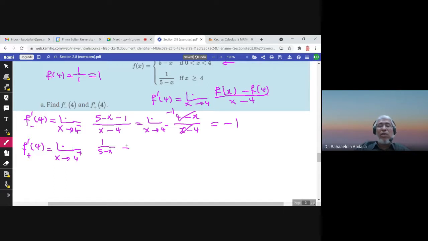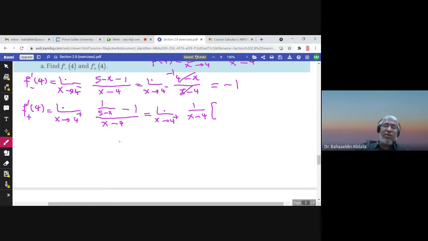Okay, minus f of 4, which is 1 over x minus 4. I applied this definition. I can take 1 over x minus 4 outside like this, and I can add or subtract these two fractions using the same formula we did just 3 minutes ago. So we have 1 times 1 is 1, minus 1 times 5 is -5, minus 1 times -x is positive x.